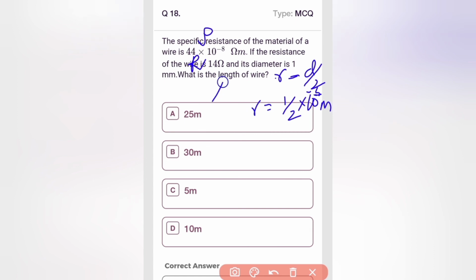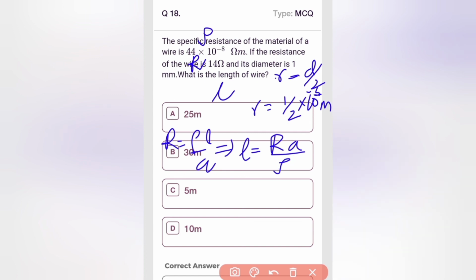Now we need to find the length. How to find the length? We know the formula, R is equal to rho L by A. From this we can get L. L is equal to RA divided by rho. Now substitute. R is how much? 14. And what is A? Area of cross section, 44 into, here in this case it is area of cross section.